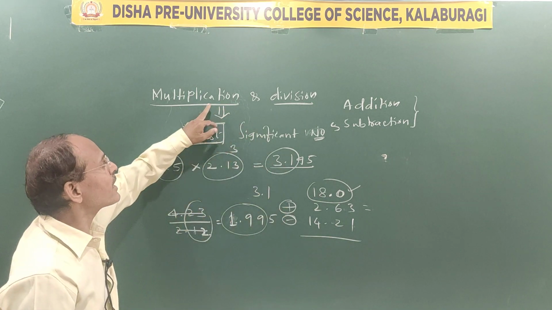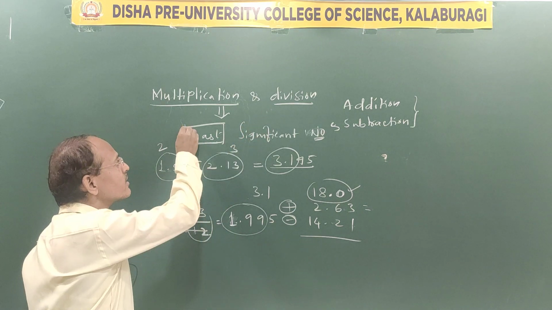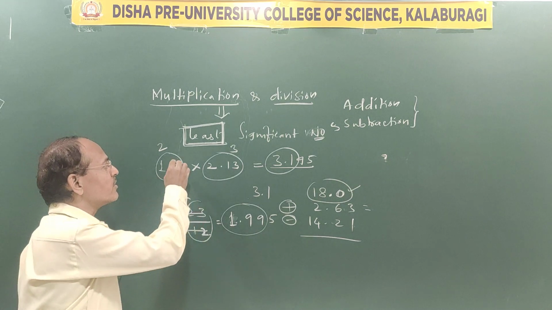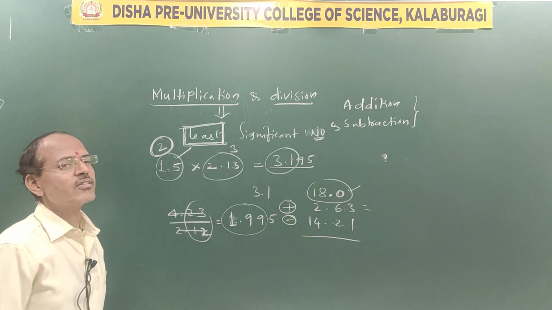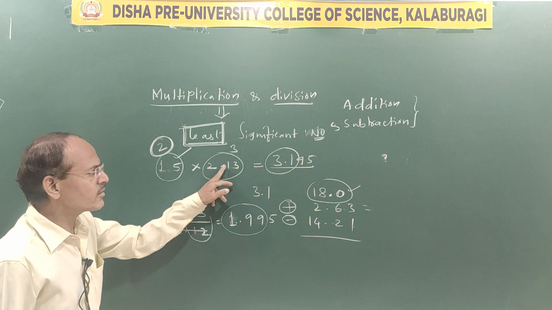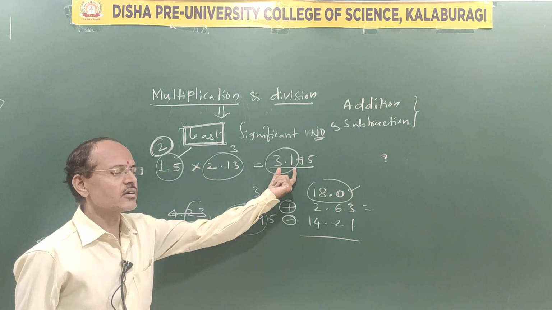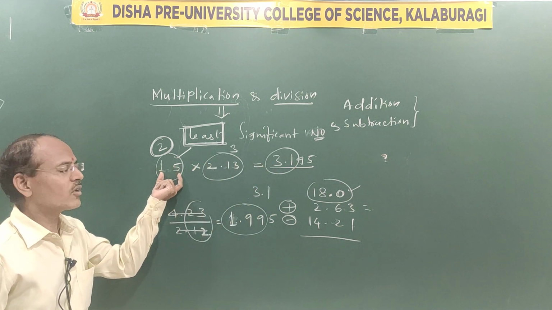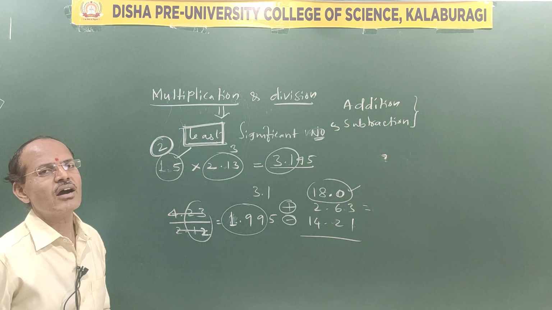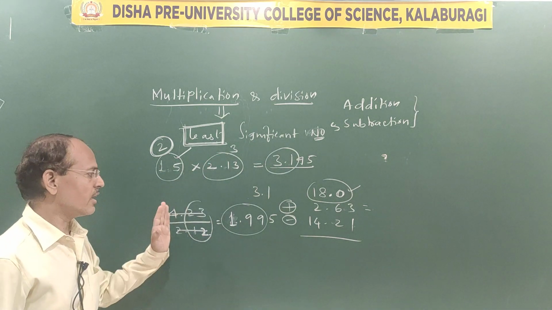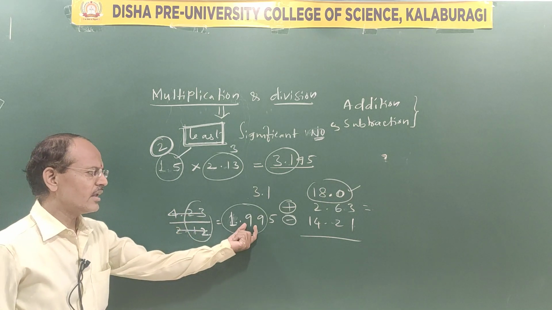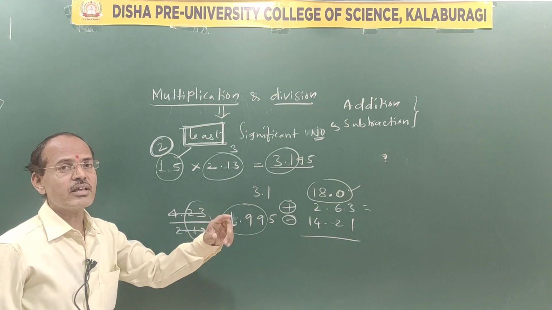But in case of multiplication and division, select that significant figure which has the least number of significant figures. In this case, here it contains 2, here it contains 3. After getting the answer, go for the one which has the least number. So here I am assigning 3.1 as the answer. This is for multiplication. Like that, division also. Here also it contains 2, here also it contains 2. So I will select any one of that.